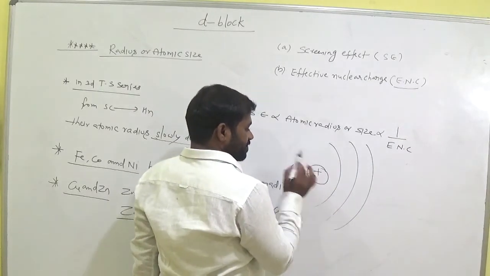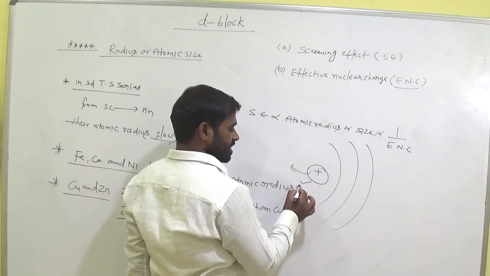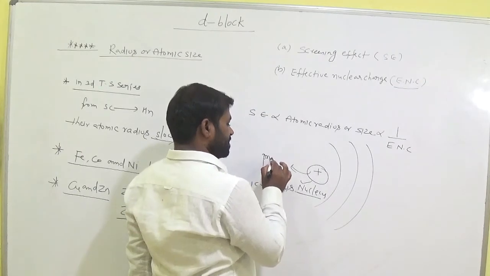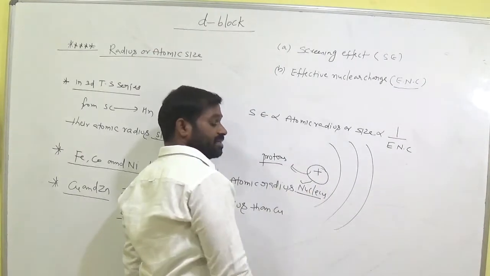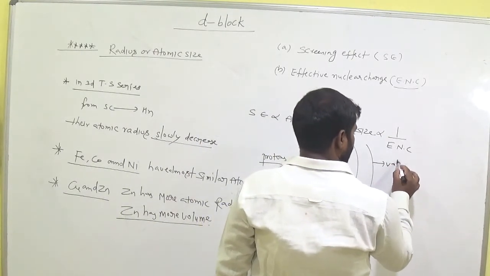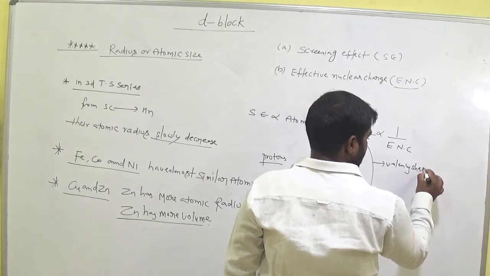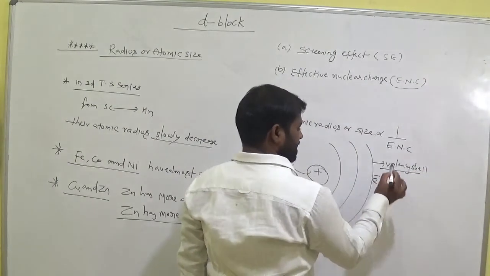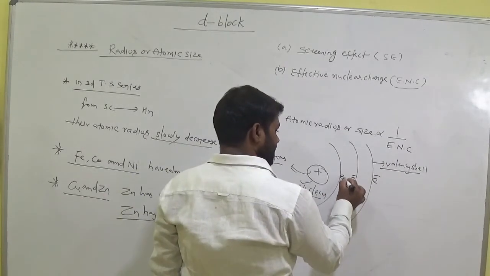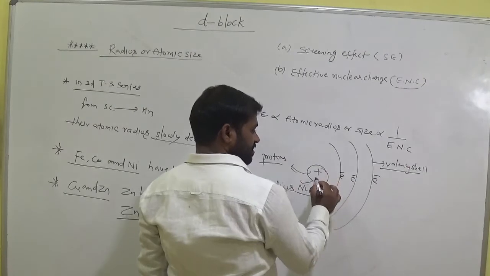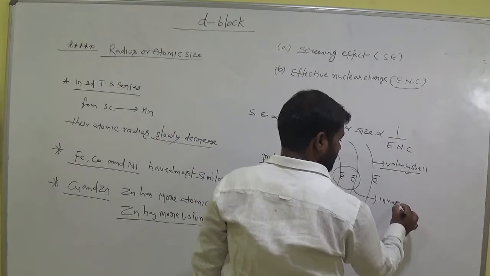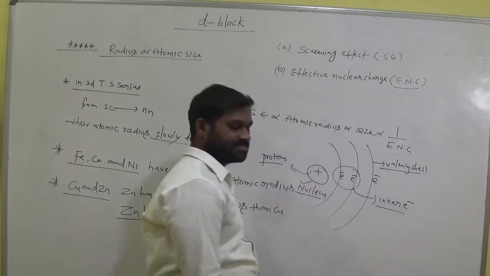This is the positively charged nucleus, am I right? The nucleus of an atom, where protons are present. They have positive charge. And this is the valency shell. Suppose here electrons are present, the outermost electrons we call them. The electrons present in between the nucleus and the outermost electrons are called inner electrons. Okay.